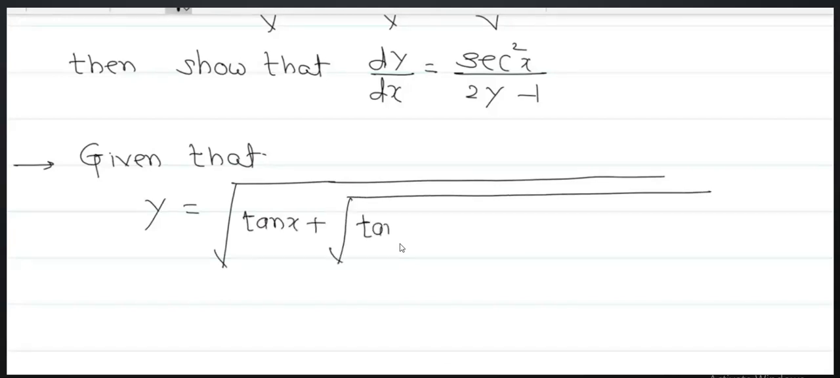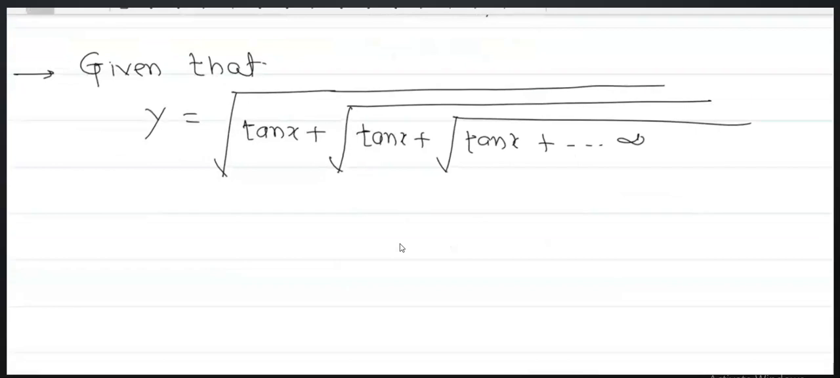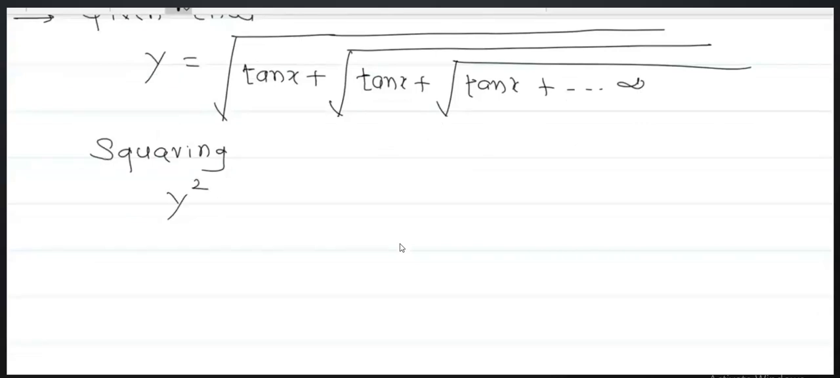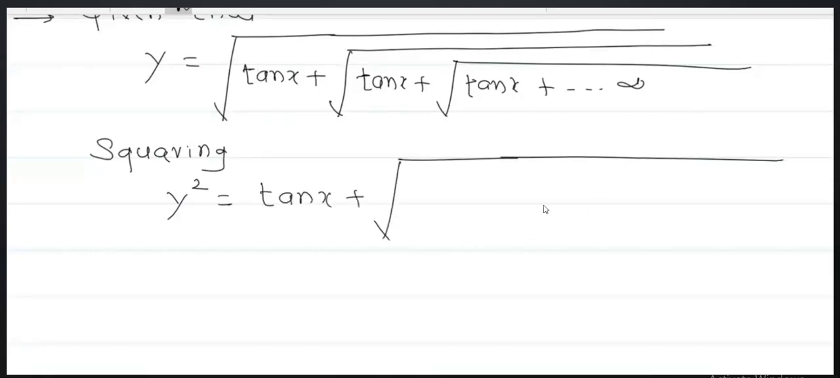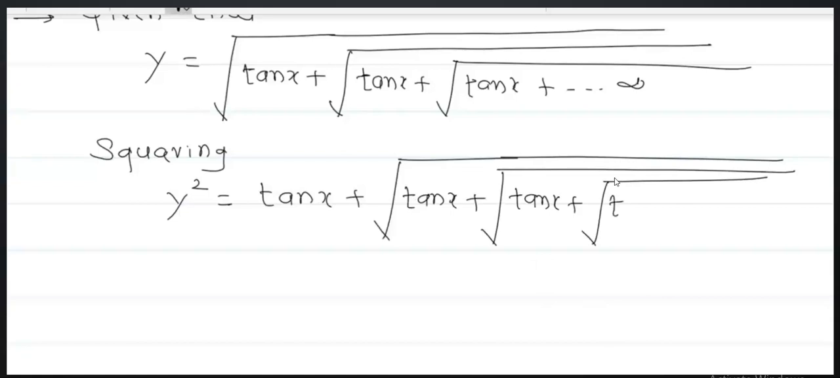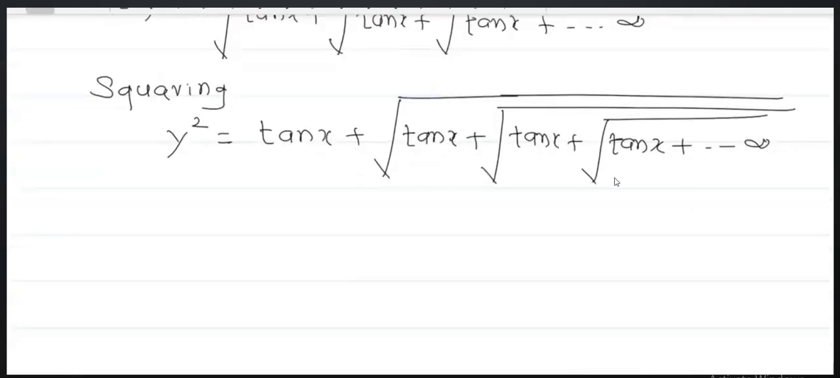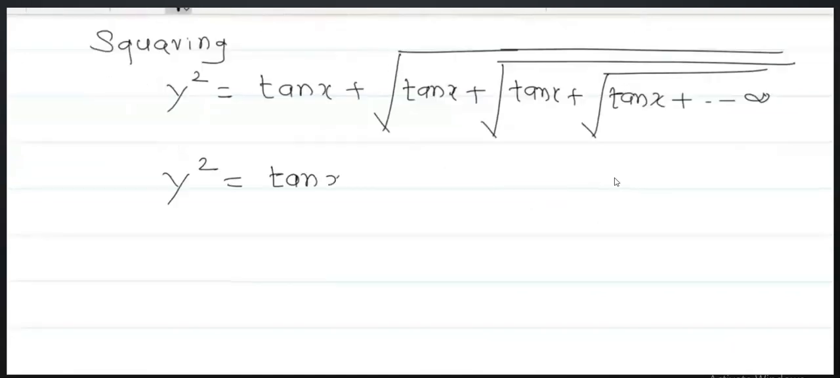Now we have given that y is equal to root of tan x plus root of tan x plus root of tan x up to the infinity. This is equation number 1. Squaring on both sides, therefore you will get y square. If we square this, then what will happen? This is the tan x and this term will remain as it is, and again this is nothing but the y. That is, y square is equal to tan x plus y, from 1.